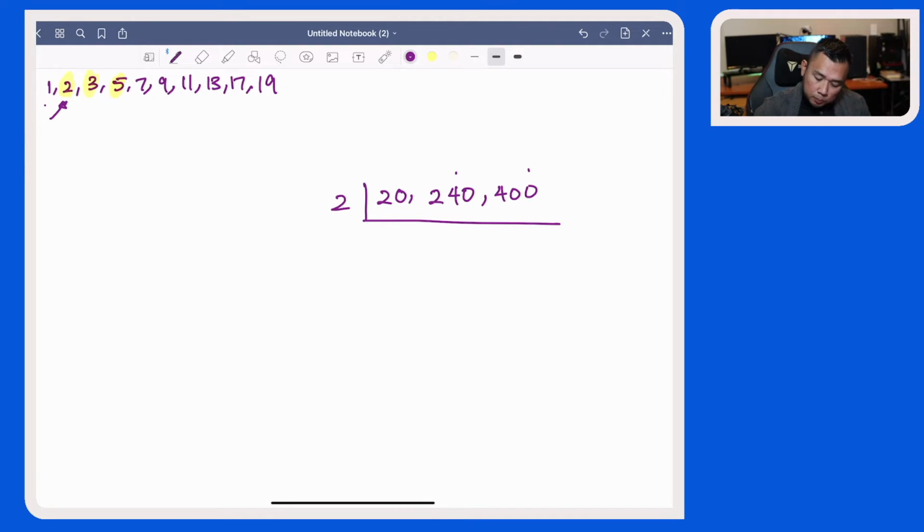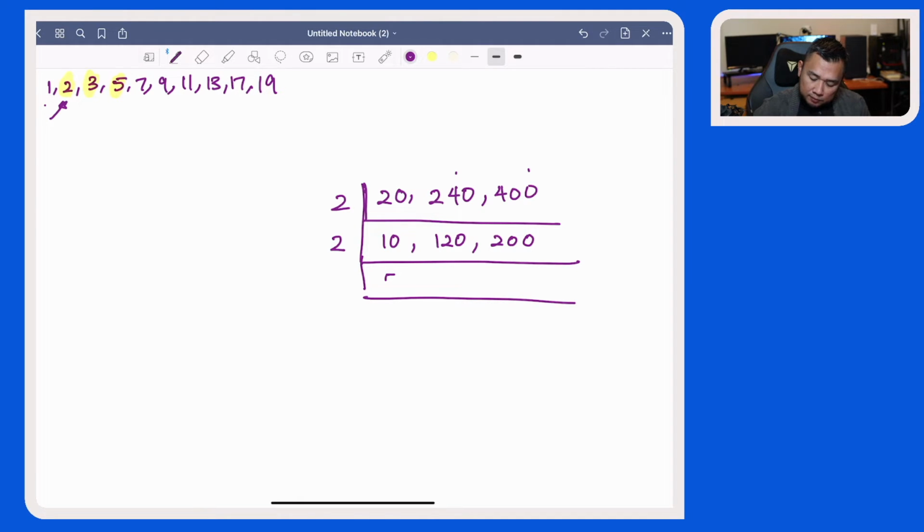So let's put number 2 on the left side, and let's now calculate each of this number divided by the number 2. So in this case here, 20 divided by 2 is going to give me 10, 240 divided by 2 is going to give me 120, and 400 divided by 2 is going to give me 200. Now we're going to test this prime factor again, and we're going to test that with the number 2 again, because all these 3 numbers can be further divided by the number 2. So let's work it out now.